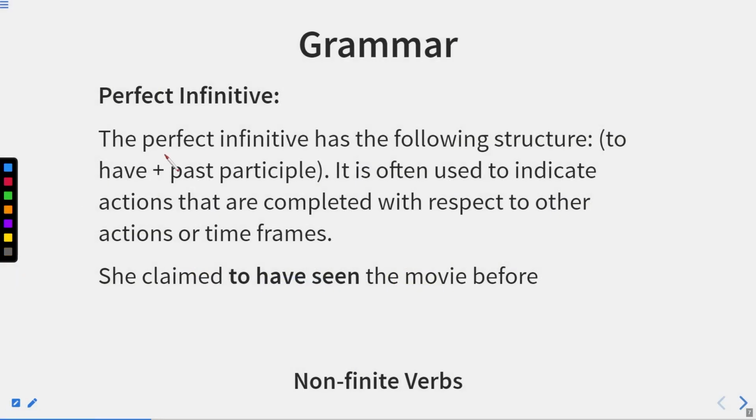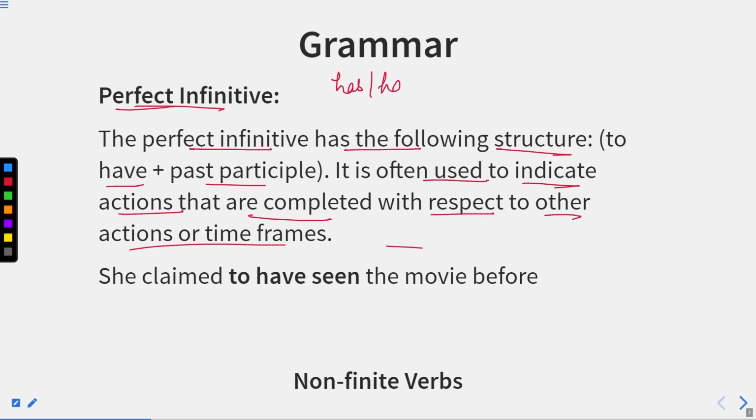We'll discuss perfect infinitive now. The perfect infinitive has the following structure: to plus have plus past participle. It is often used to indicate actions that are completed with respect to other actions or time frames. Now whenever we have the word perfect, obviously we have the word has, have or had, and after that we have verb third form. So this is the structure of a perfect sentence.